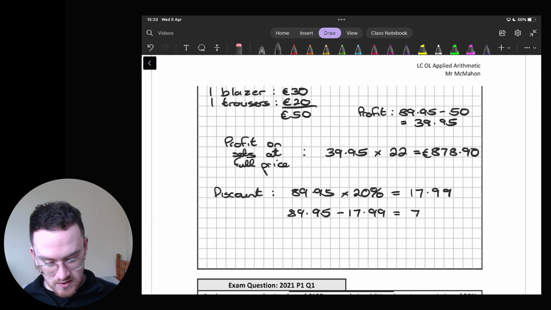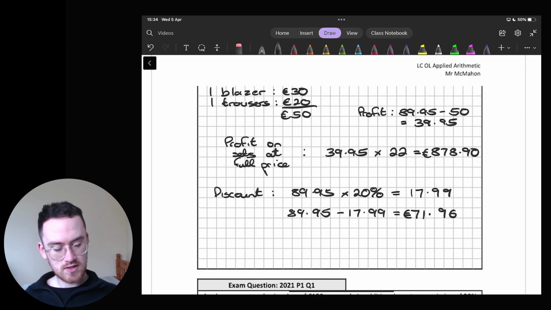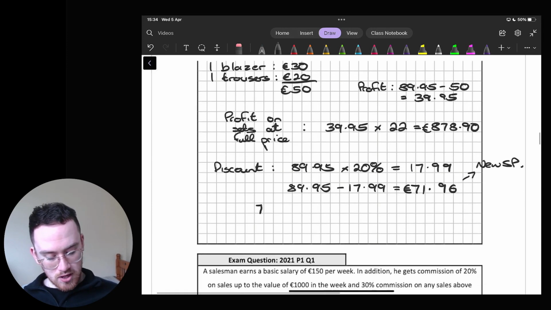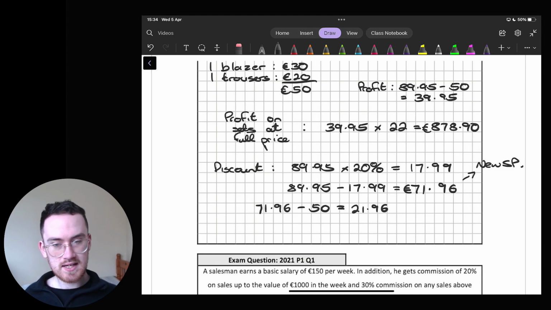And that gives me that she's selling them for $71.96. Okay, so that's what she's selling them for. We can think of this nearly as her new selling price. To find the profit now, we take it away from the original cost that we had at the start, which we worked out as €50. So she gets a profit of $21.96 on these ones.